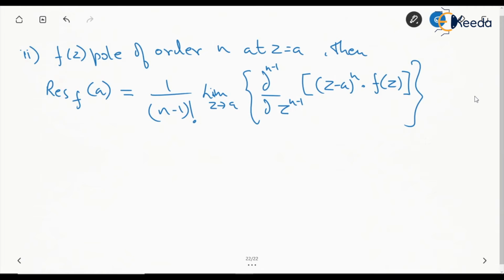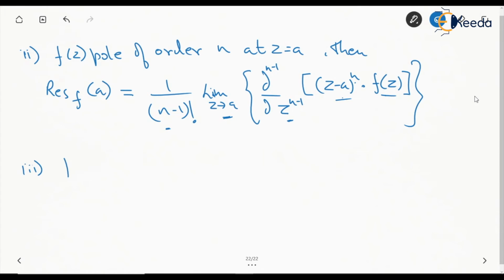That is, if we have nth order of poles at some point, what we can do is we will multiply that function with that order of the poles, that is z minus a to the power of n multiplied with f of z. Then we will take the n minus 1th derivative with respect to z. Then we will take the limit z tends to a and we can multiply it with 1 by n minus 1 factorial.